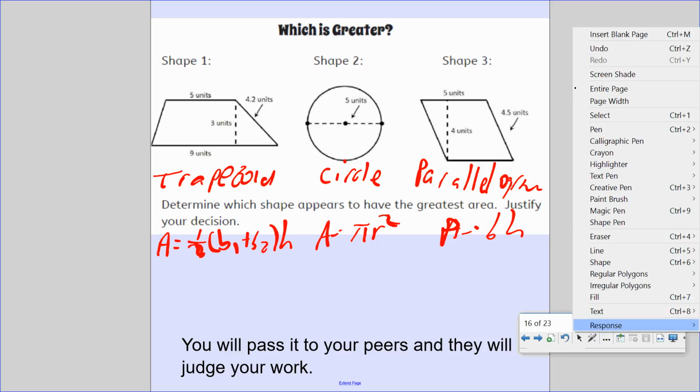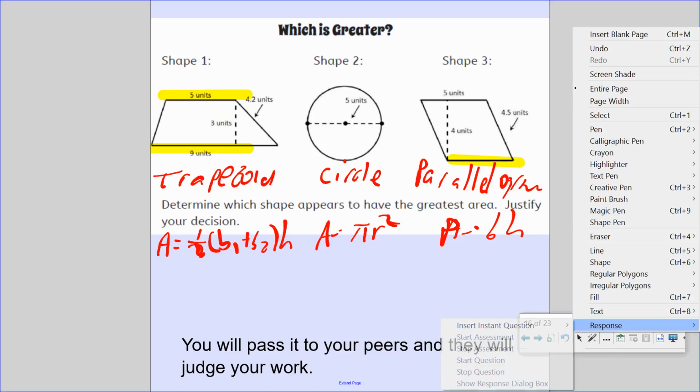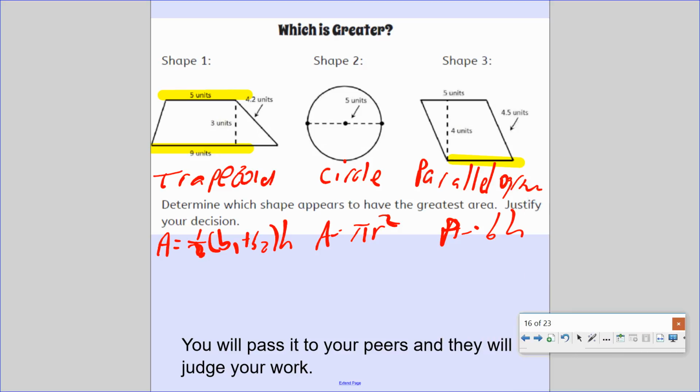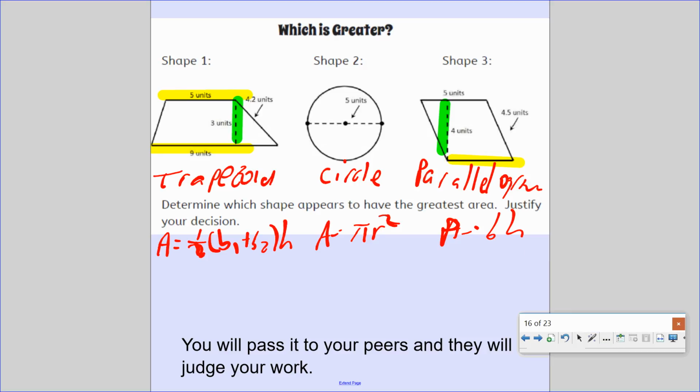I don't know about you, but I like highlighting the bases in yellow. This one and this one and this one. I like highlighting the height in green. So let's start with the easiest one of all. The base is 5. The height is 4. So the area is 20 square units.